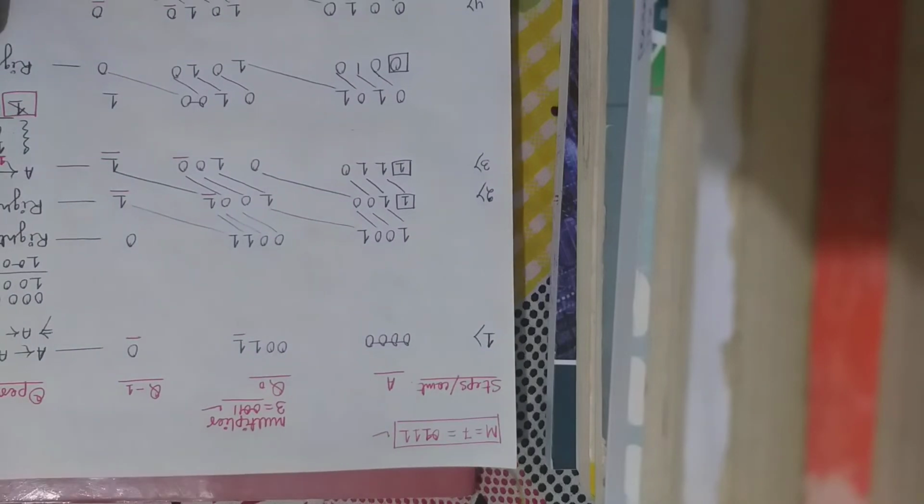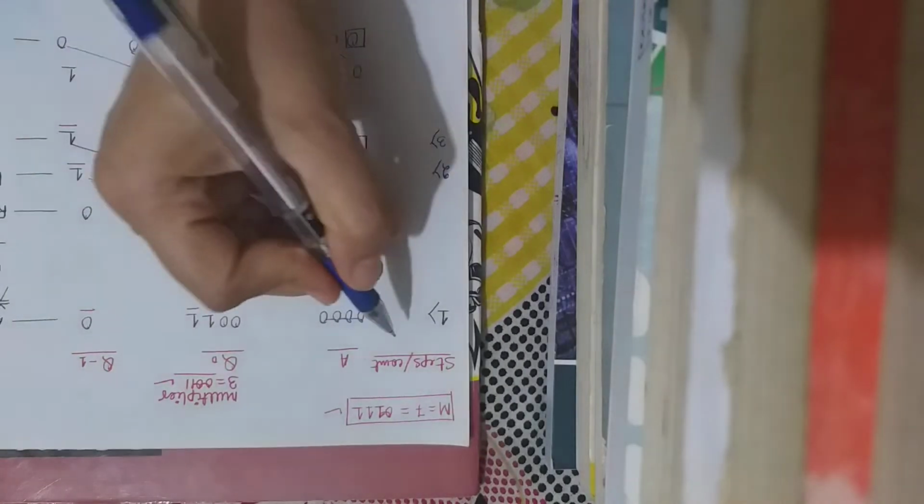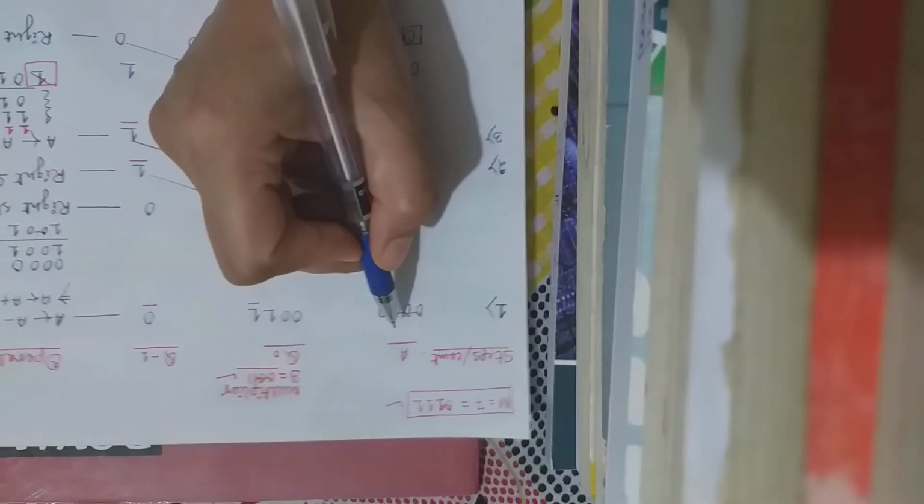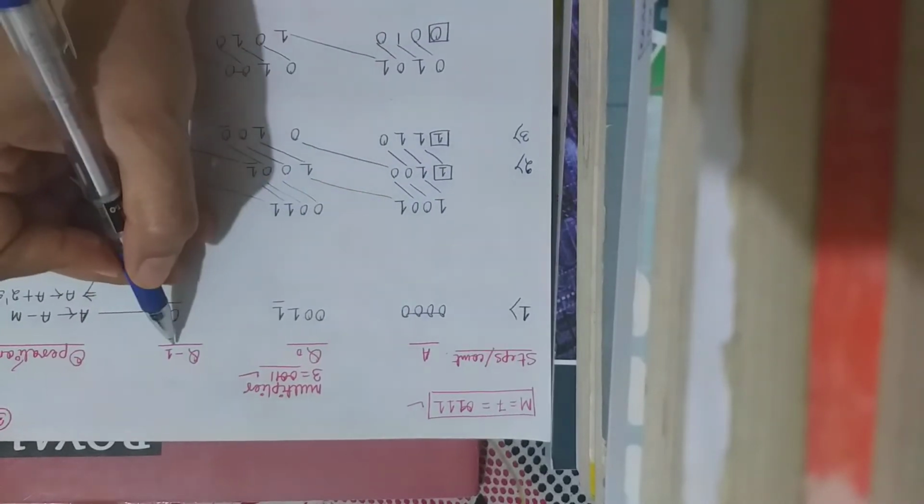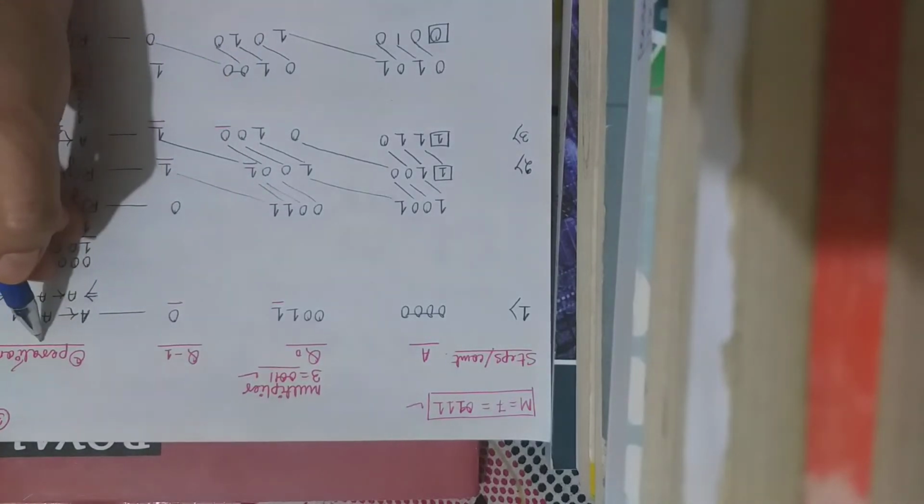Here the operation is carried out like this. Here are the step number or count number, A for accumulator, Q naught, Q minus 1, and the last is the operation.